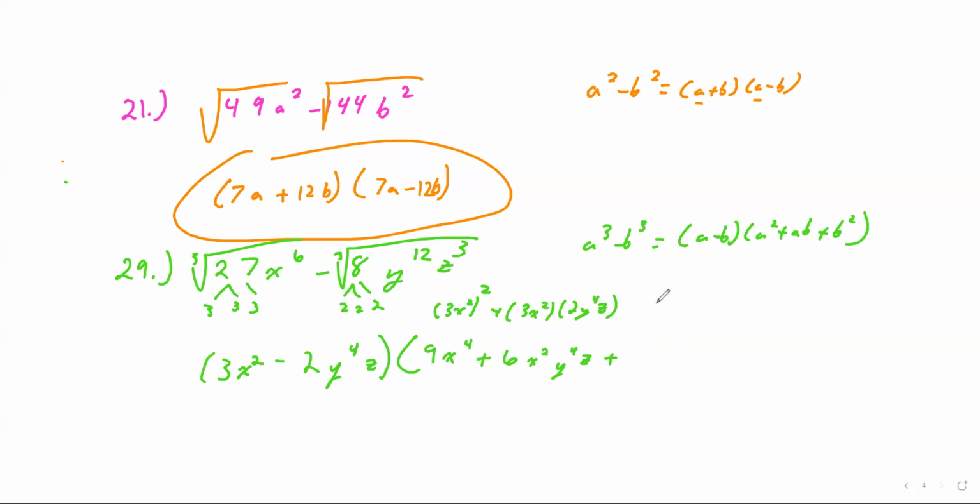And then now I have 2y to the 4th z squared. So I apply it to each thing. So 2 squared is 4. Y to the 4th squared would be y to the 8th, because with a power to a power, you multiply. And then z squared would be z squared. And that trinomial here cannot go any further, so that would be your answer. Let's look at another one. Let's look at number 32.